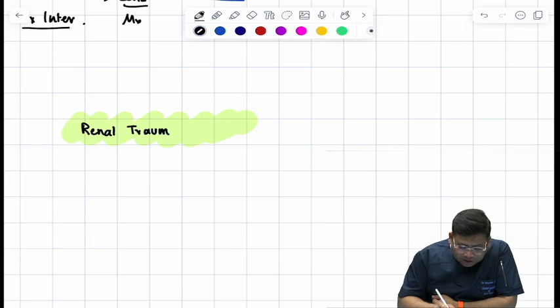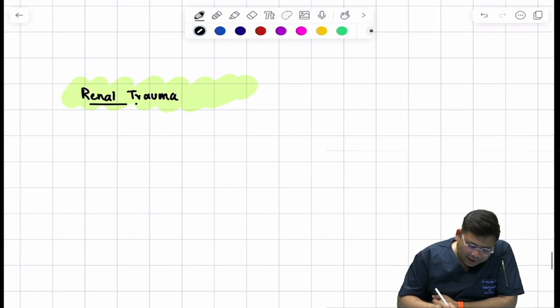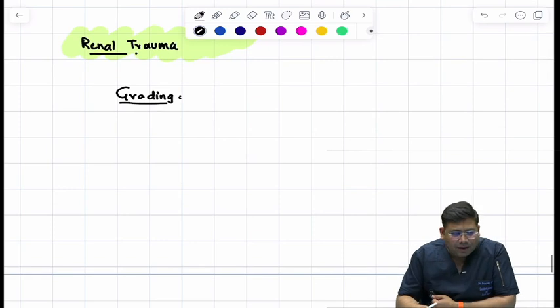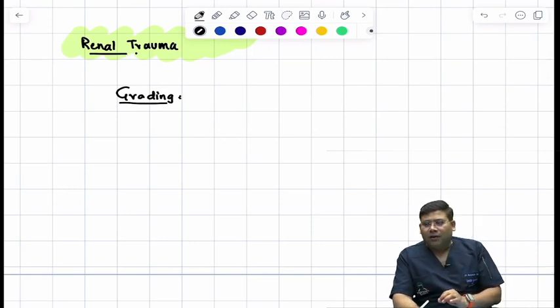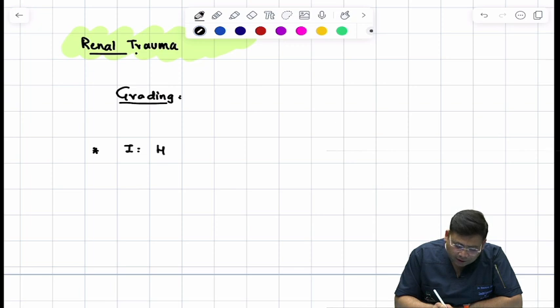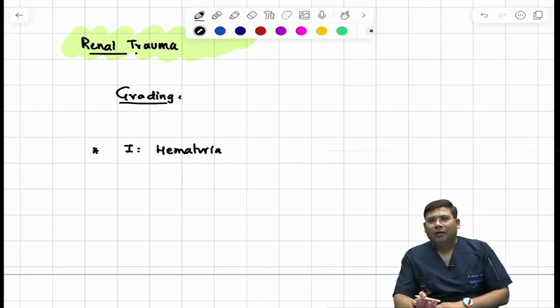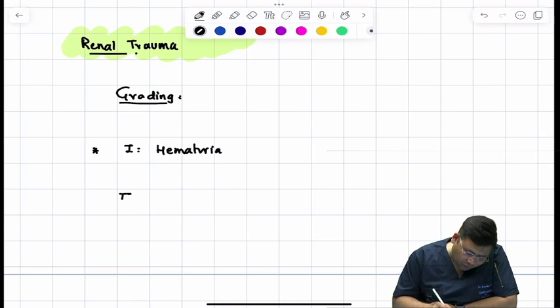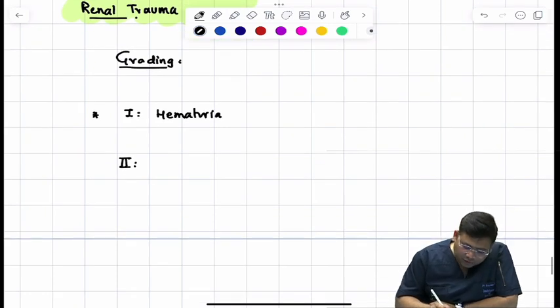Whenever we understand renal trauma, how is it graded? The grading is very simple. A lot of you feel you have to mug it up. Bachche, there is no need to mug up, it is very easy. So what is the grading of this? Understand. Grade 1 is hematuria, point number 1. Macroscopic or microscopic, that is a different thing. The second thing that we have is, what is grade 2? Grade 2 is defined as a subcapsular hematoma.